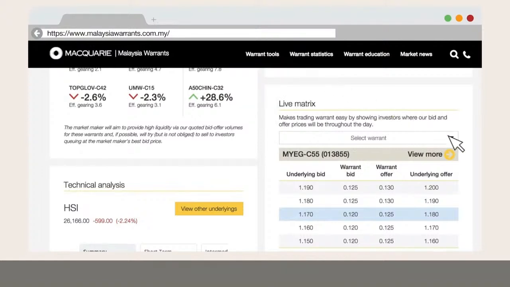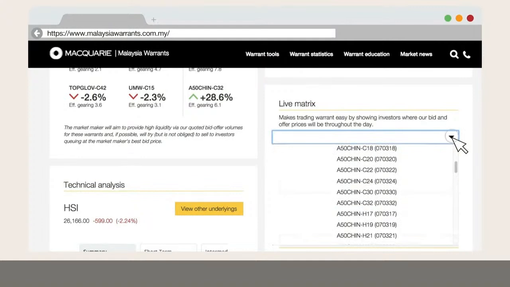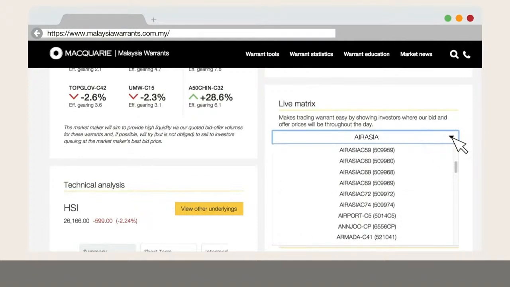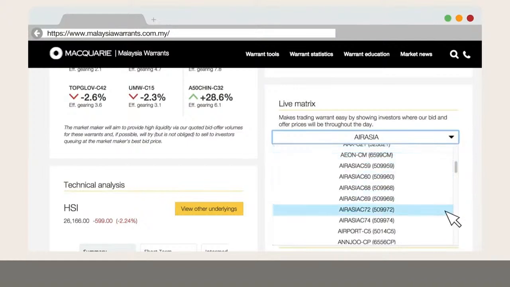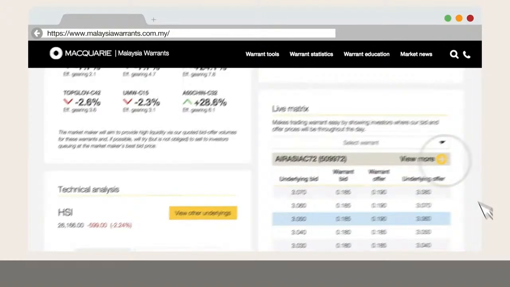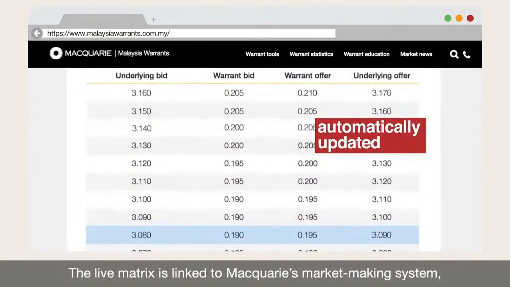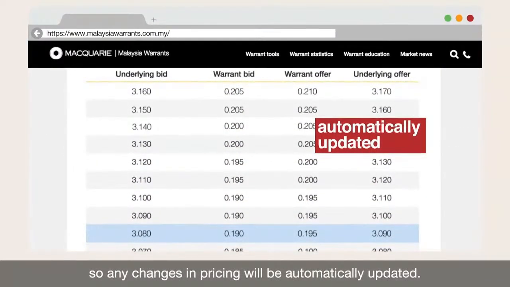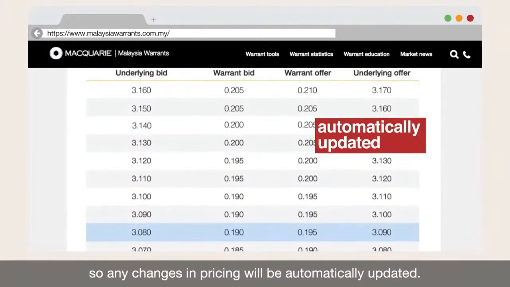After clicking on the warrant name, you will see the Live Matrix for that warrant, showing a range of prices for the underlying along with the corresponding warrant's bid and offer levels. The Live Matrix is linked to Macquarie's market-making system, so any changes in pricing will be automatically updated.